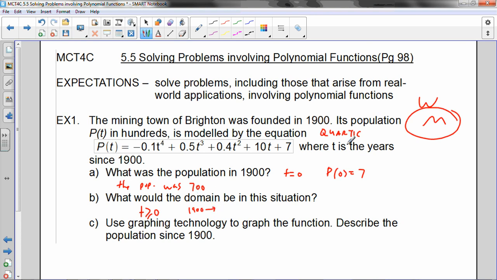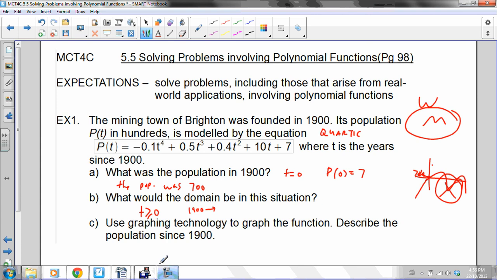Now, what I'm wondering or worried about is, this graph, if it goes down like this, whatever it might look like, I know that that's 700, right there, 7 in 1900. This doesn't make any sense for a population to be negative, and so we wouldn't allow that. And without graphing technology, this is really difficult to do. So the first thing that we're going to want to do is graph this. Then we'll maybe graph it, answer this question, and then come back to B. So let's get that going.